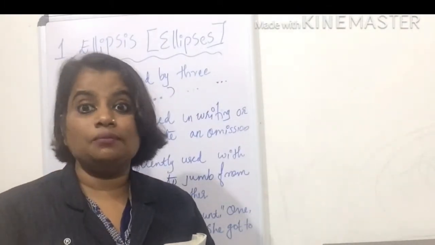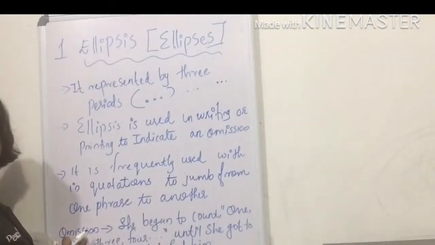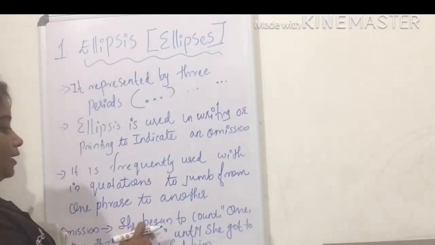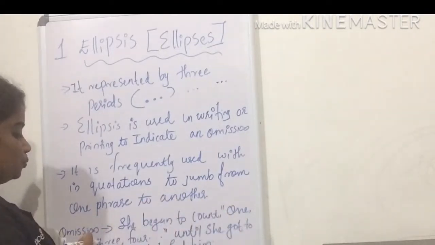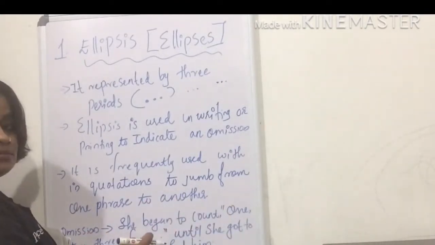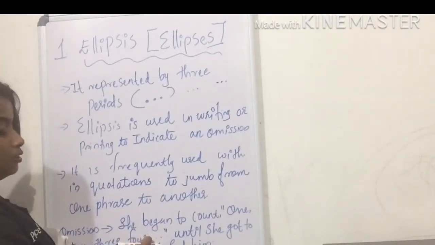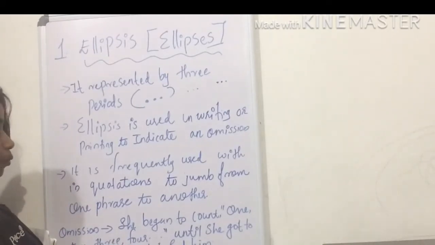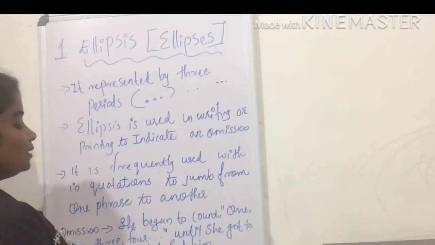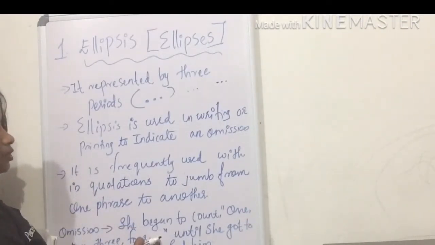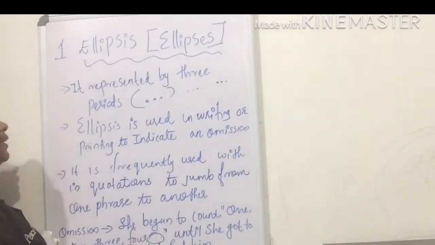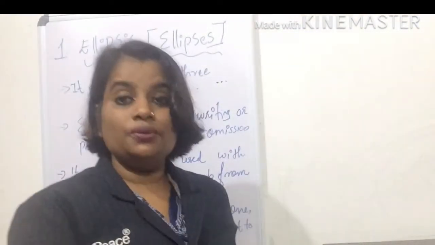Let us see the example. From the example, you can understand. Omission, how to use ellipsis in the case of an omission. She began to count, "1, 2, 3, 4, and..." here the ellipsis comes. Then close the quotation mark, means speech mark, "...until she got to 10." Then went to find him. So it is an incomplete part and it seems like an omission. So ellipsis will help us to indicate an omission.